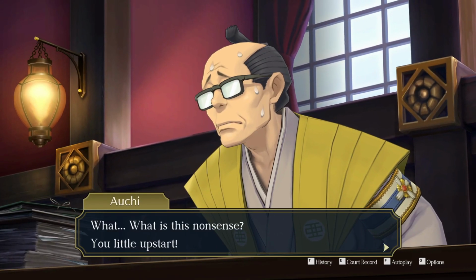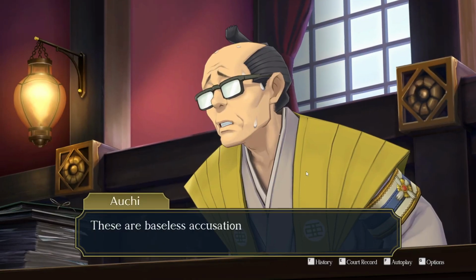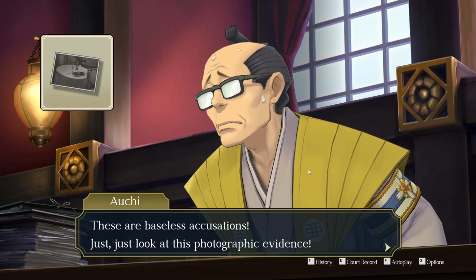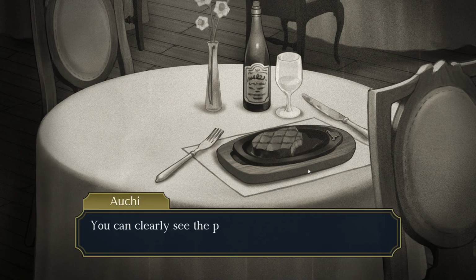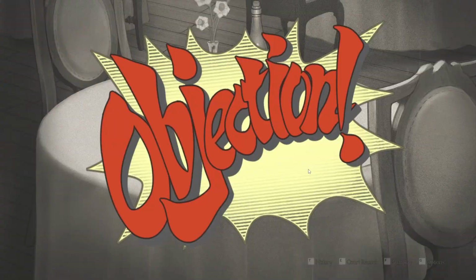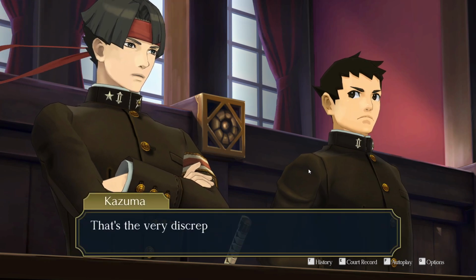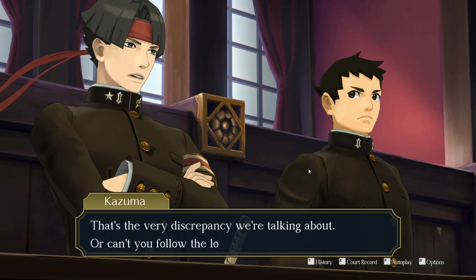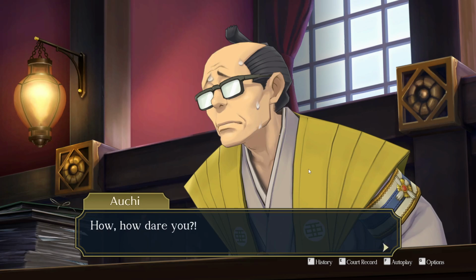Objection! What is this nonsense? You little upstart. These are baseless accusations. Just look at this photographic evidence. You can clearly see the plate of food at the victim's table. Objection! Use your head. That's the very discrepancy we're talking about. Or can't you follow the logic? How dare you?